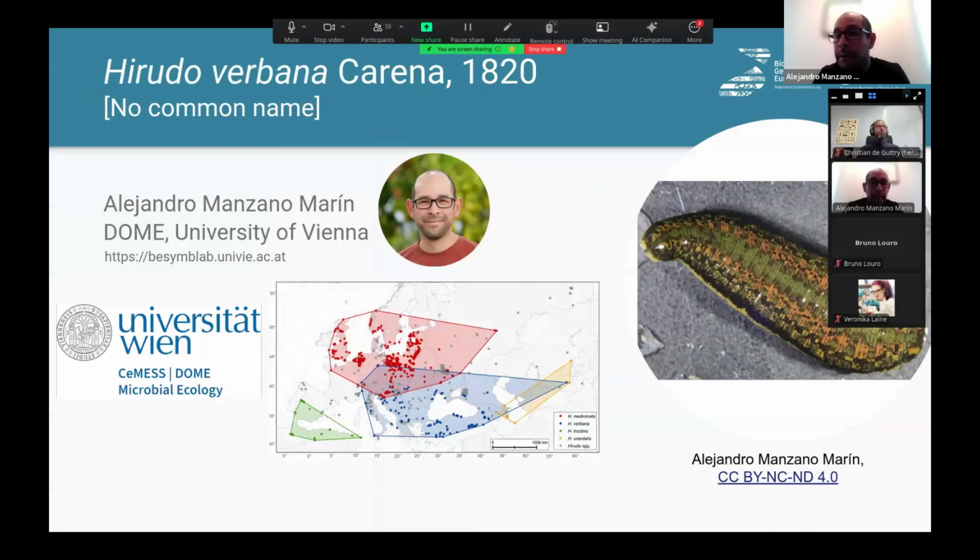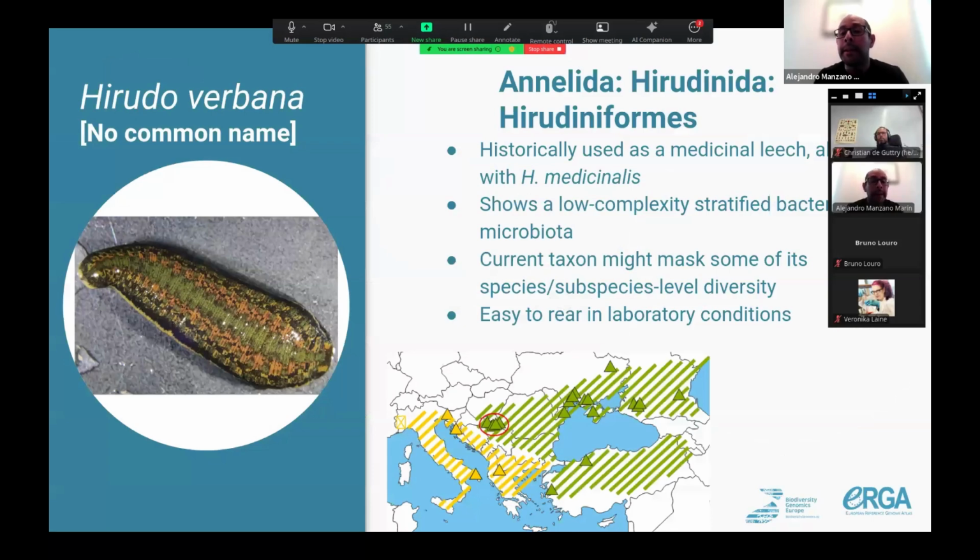Lastly, I'm going to talk to you about the one that a lot of you might be more familiar with, which is Hirudo verbana. Hirudo verbana shows a distribution mostly in the southeastern part of Europe, which is this blue area right here. It is not a dorsoventrally flattened leech, but a tubular one belonging to the Hirudiniforms, where a lot of the world's medicinal leeches are located.